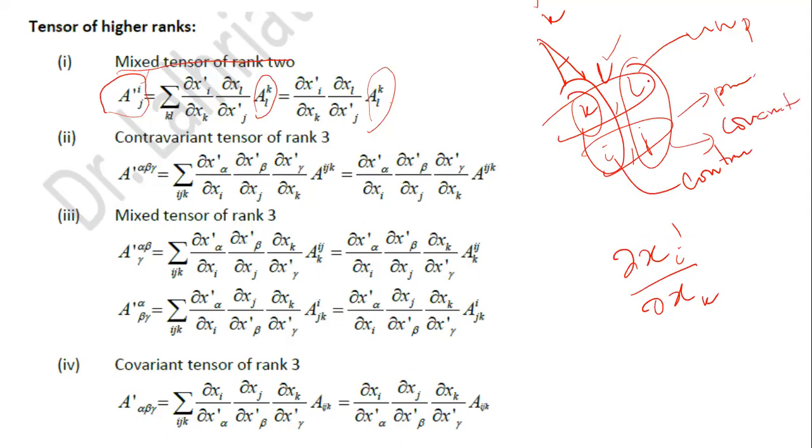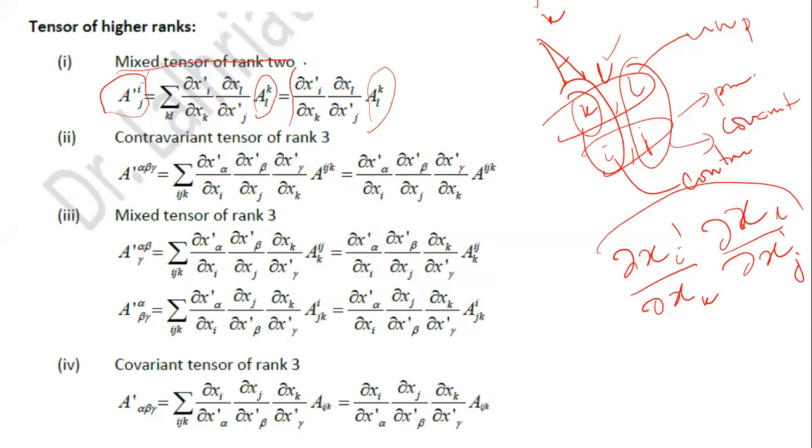L is the covariant index in unprime. J is the corresponding covariant index in the prime system. Covariant, right? So the transformation coefficient in this case, for covariant, the prime's coordinate variable has to be in the denominator. So del xj prime del x L. Okay, so like this, you can write down the transformation coefficient.